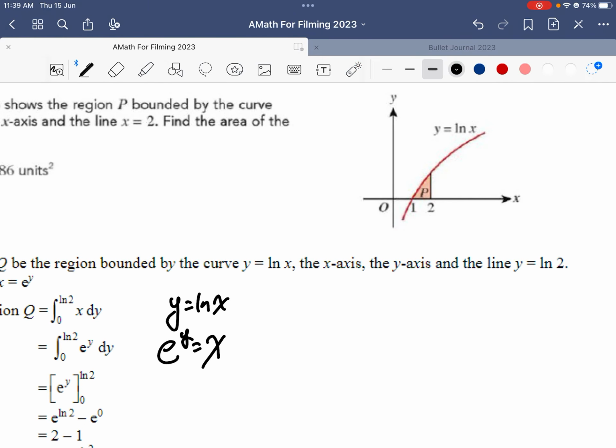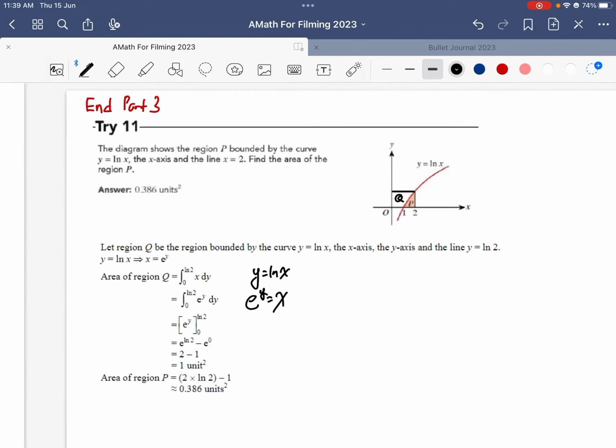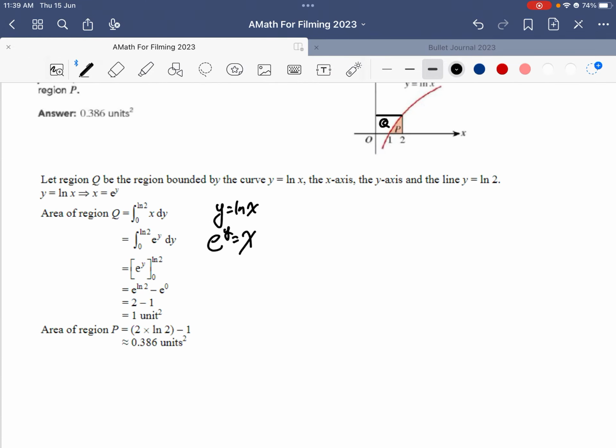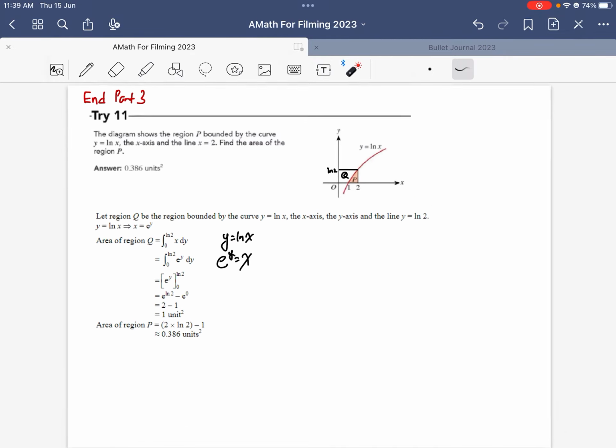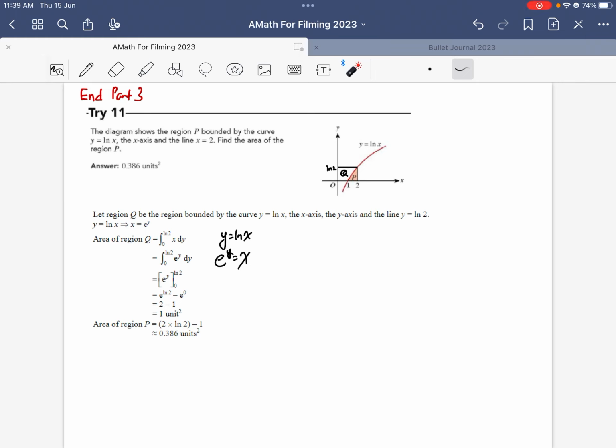Now where is region Q? Let me just draw it out for you here. This is Q. Then you take the area of the rectangle. The area of the rectangle is 2 times ln 2. The length is 2, the breadth is ln 2. Minus 1, the area of Q, it yields the area of region P, which is 0.386 units square.